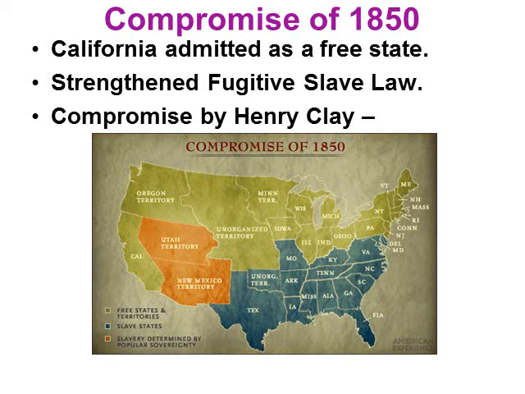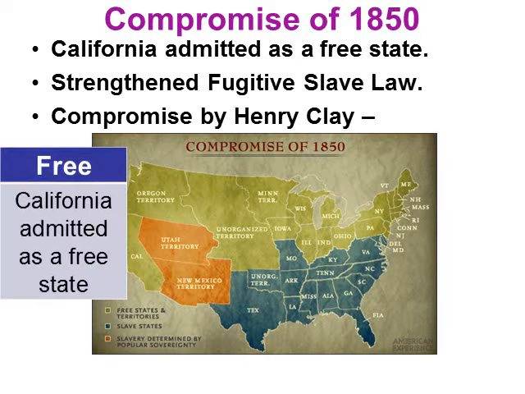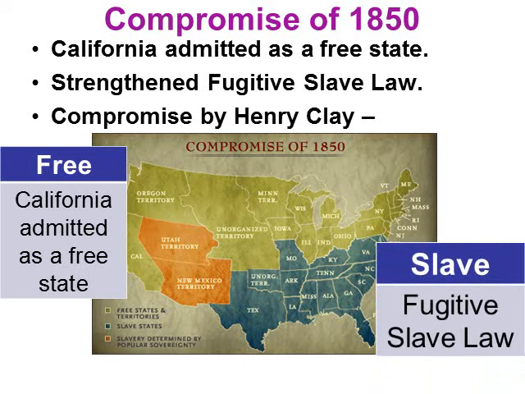Well, what they decide to do is this. California is added as a free state, and what the slave states get is something called the Fugitive Slave Law. Anytime a slave runs away from the South and runs to a free state in the North, the free state has to capture that slave and send them back to the South. This was a compromise made by Henry Clay. So the slave states were kind of happy, not super happy, and the free states were really happy because they got a new state.